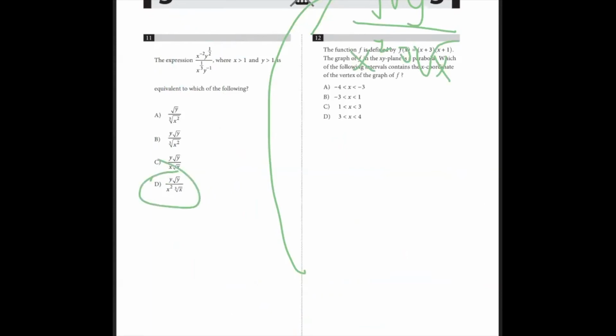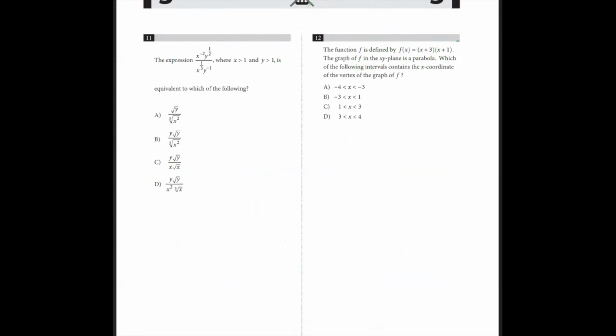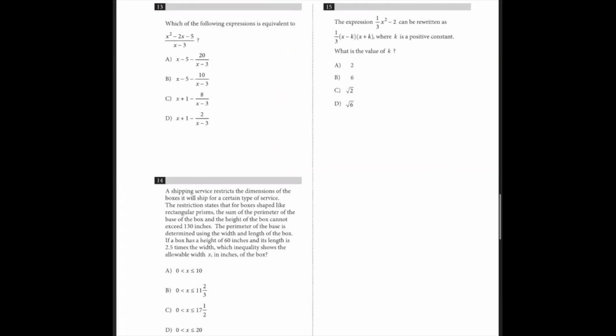So I'm going to move on to number 12, which is a concept we've seen before. I'm going to do 13 and 15 just because someone asked to do those. With 13, it says, which of the following is equivalent to x squared minus 2x minus 5 over x minus 3? We've seen this before. This is long division of polynomials and factors and things like that. So I'll go over the steps again and just make sure it's clear how to do it.